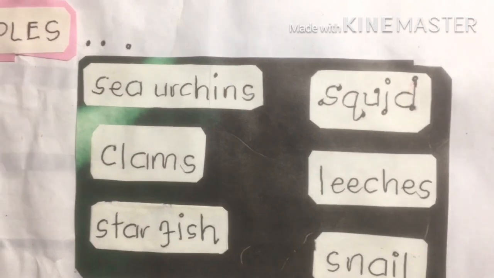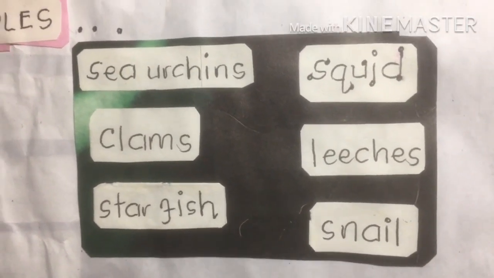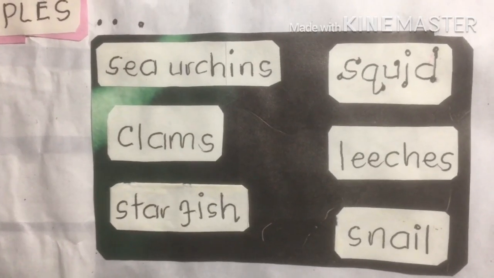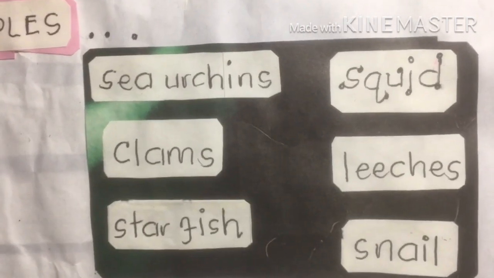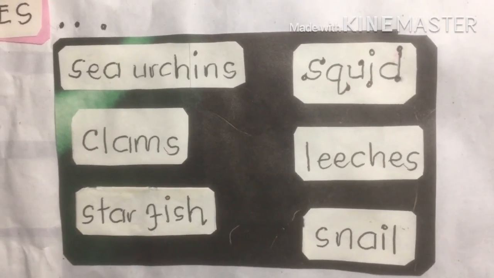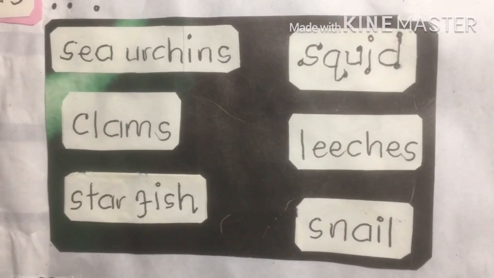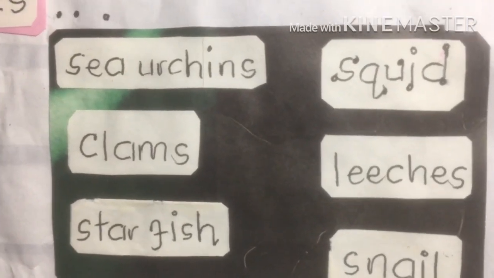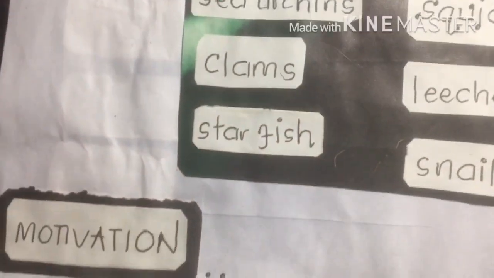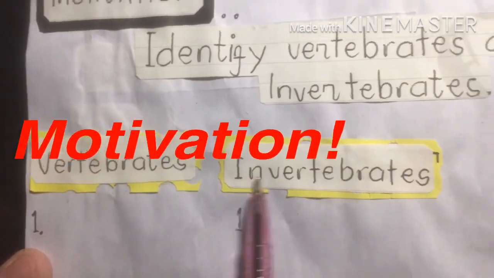What is our motivation? Why do we discuss animal classification? Remember, animal classification has five groups, but we need to discuss vertebrates and invertebrates, animals with backbones and animals without backbones. Our motivation here, guys, is to identify whether a particular animal belongs to vertebrates or invertebrates. Here we go. The first column is vertebrates, and the second column is invertebrates.